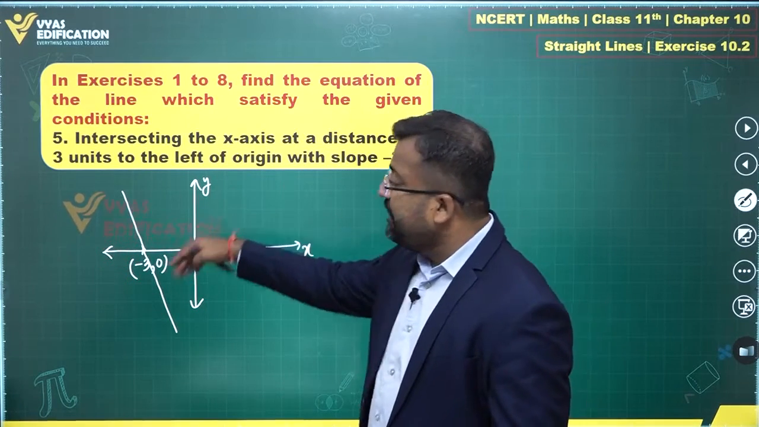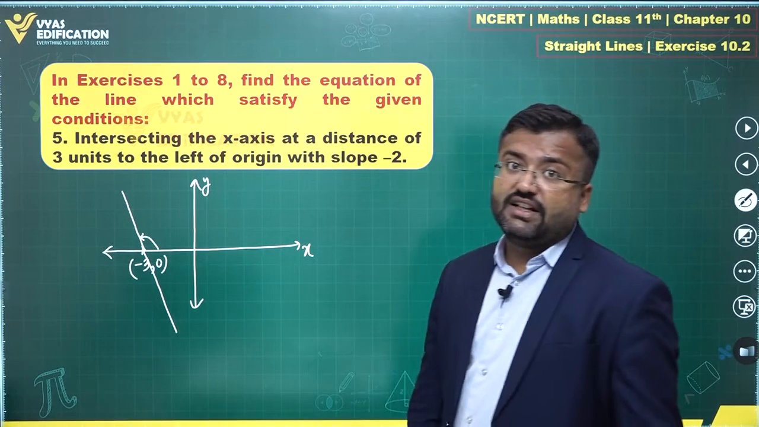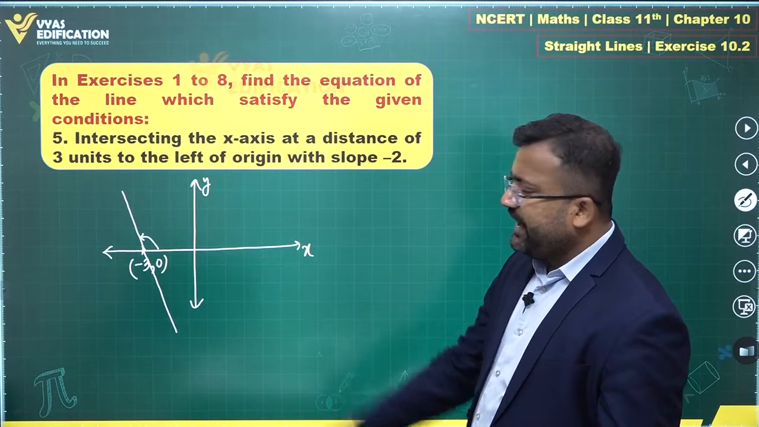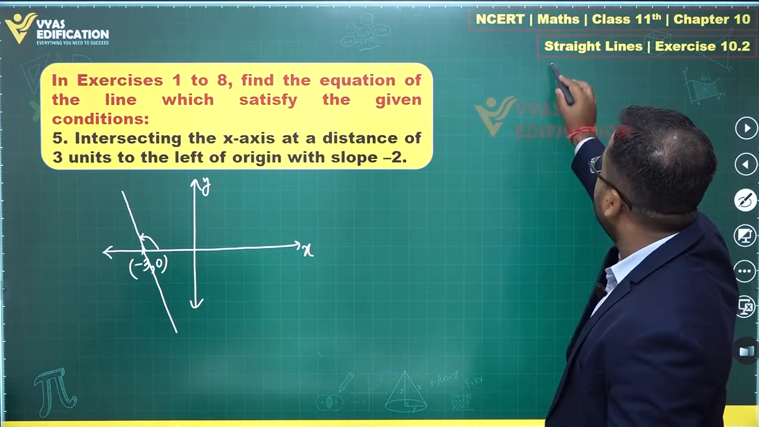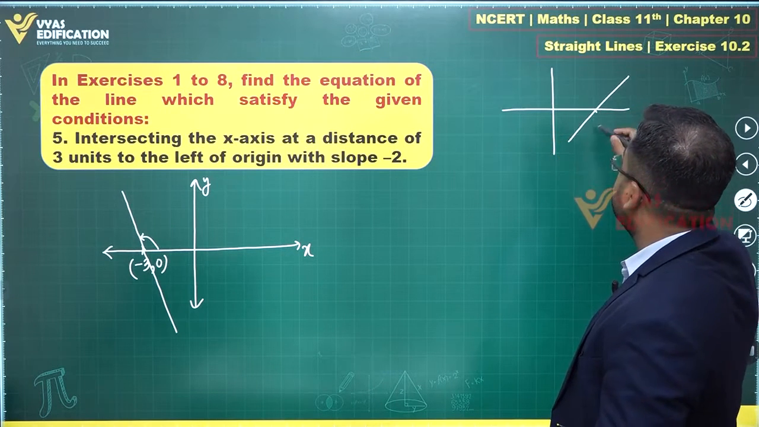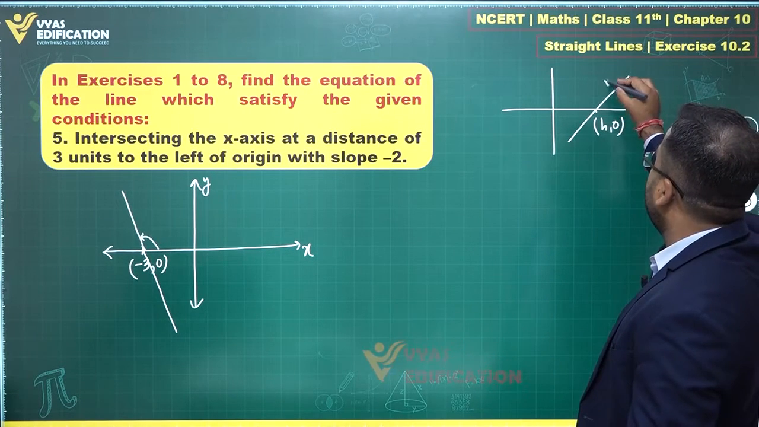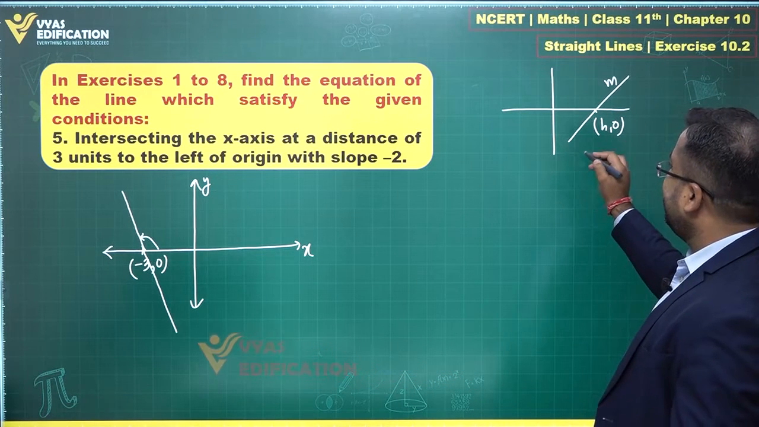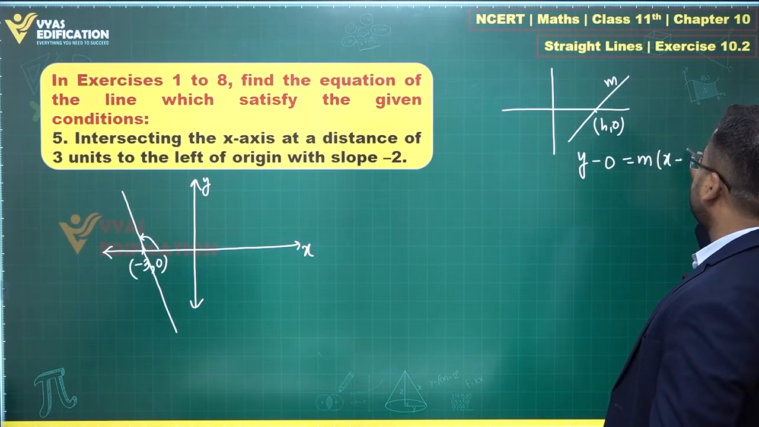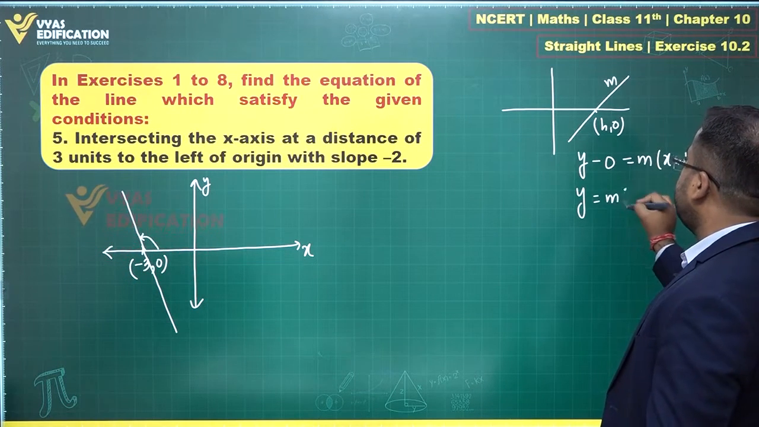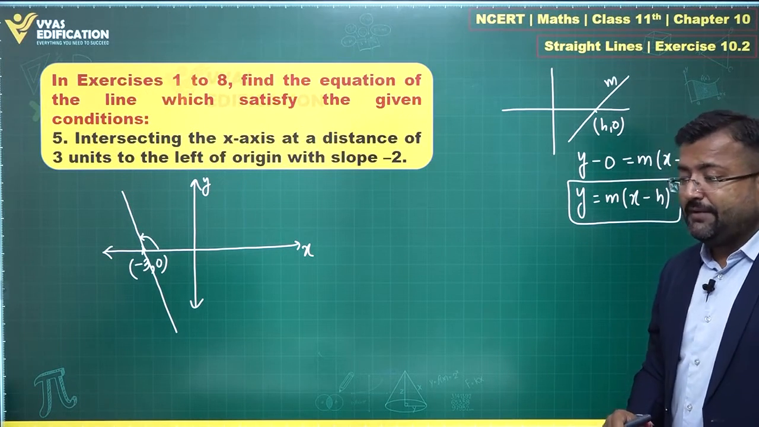Since the slope is negative, the inclination will be greater than 90 degrees. This is the kind of line that you will observe. And for the equation of the line, what do we have? The concept says that if you have the x-intercept as (h, 0) and slope m, you can write the equation in point slope form as y minus 0 is equal to m times (x minus h), which simplifies to y is equal to m times (x minus h). This is the form which you should remember.